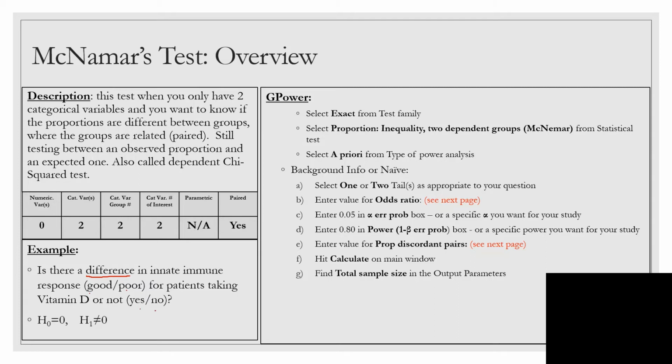Do this in G-power, it's proportion inequality to dependent groups, so McNemar. You'll need to select one or two tails, and then an odds ratio, which we'll look at on the next page. So alpha and power as normal, and then we'll need the proportion of discordant pairs, which we'll look at on the next page as well, and calculate and get total sample size.